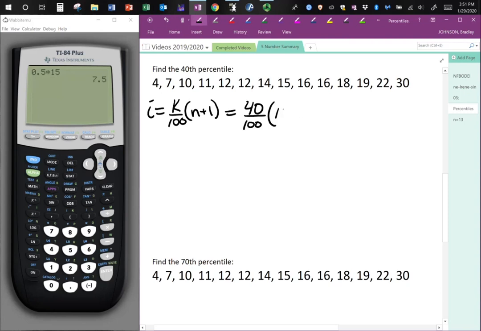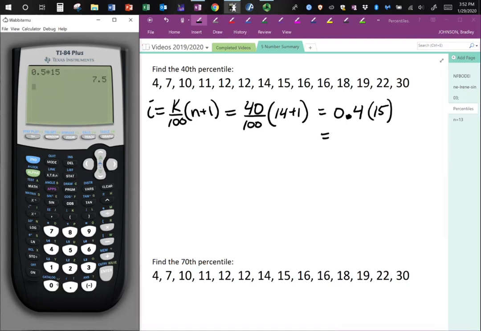Remember where 15 came from? It was 14 plus 1. 40 divided by 100, you can imagine you could move the decimal place twice because you're dividing by 100, gives you 0.4, and then you're multiplying by 15.